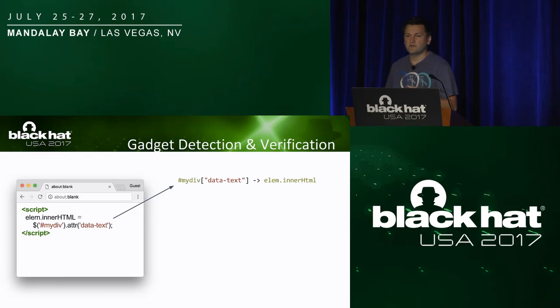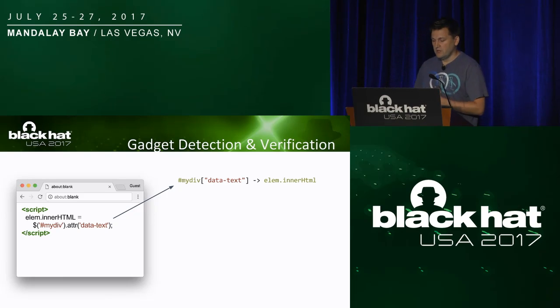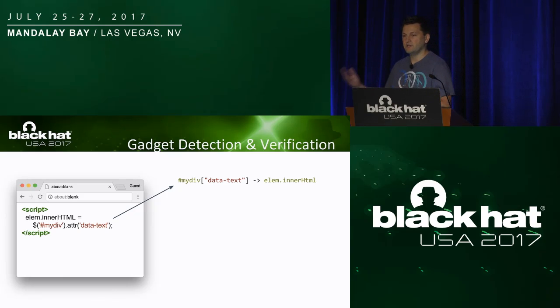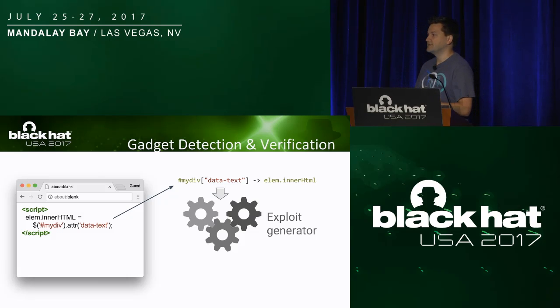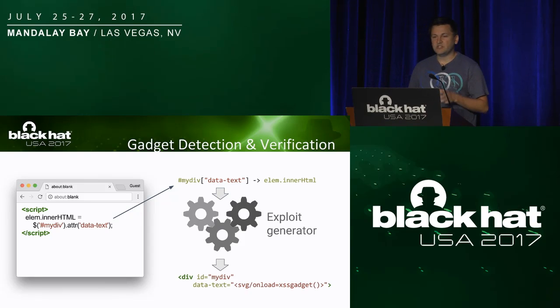So after executing the function and executing all the JavaScript, we know, hey, there was actually a data flow from the DOM into this security sensitive function. Then we pass this data into an exploit generator. The exploit generator will look at this data flow, try to come up with an XSS exploit, and create a piece of HTML that triggers the gadget in the page.